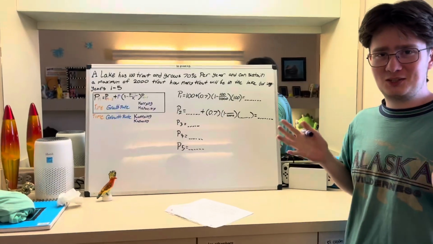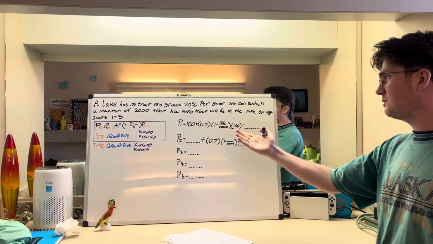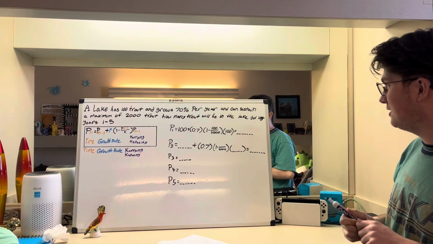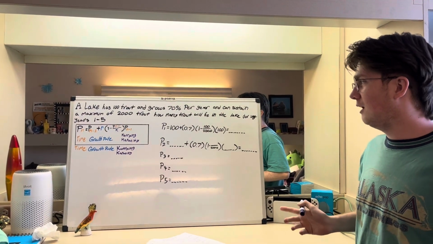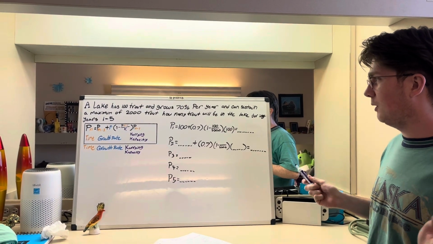So we have the logistic growth model, and our problem was: a lake has 100 trout and grows 70% per year and can sustain a maximum of 2,000 trout. How many trout will be at the lake during years 1 through 5?